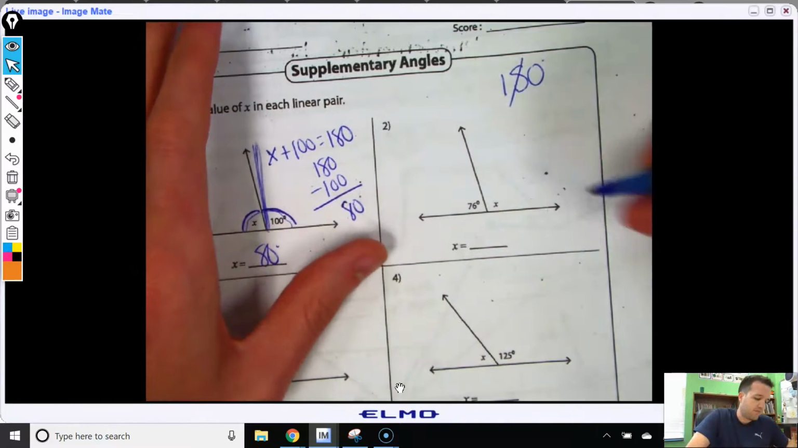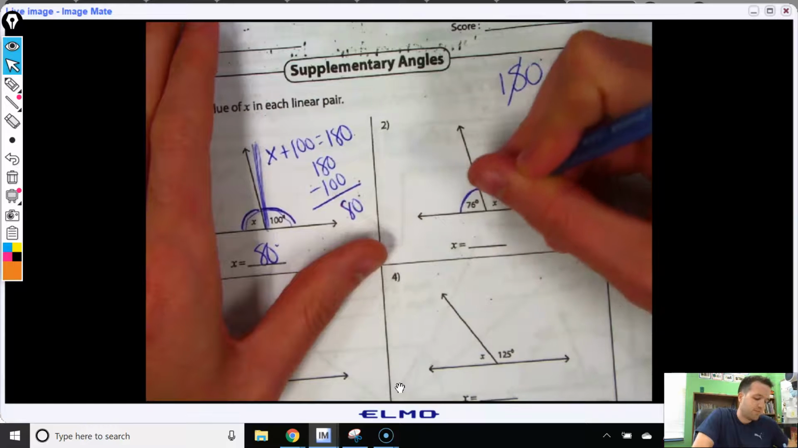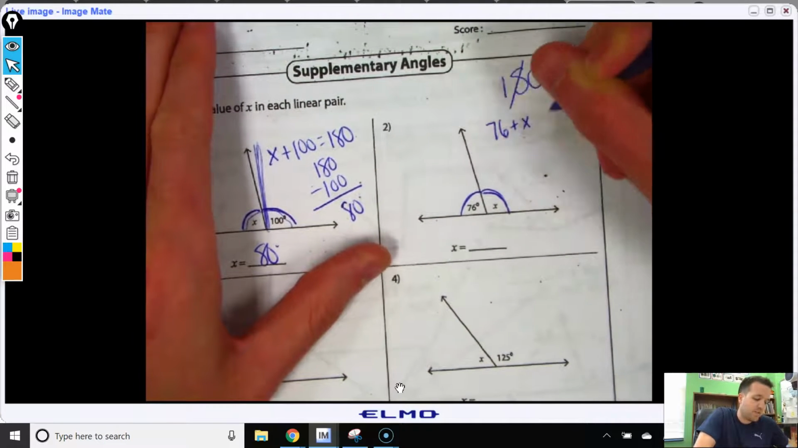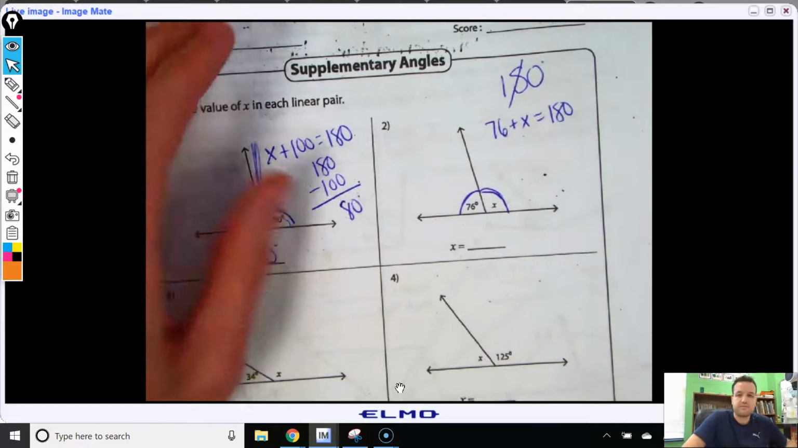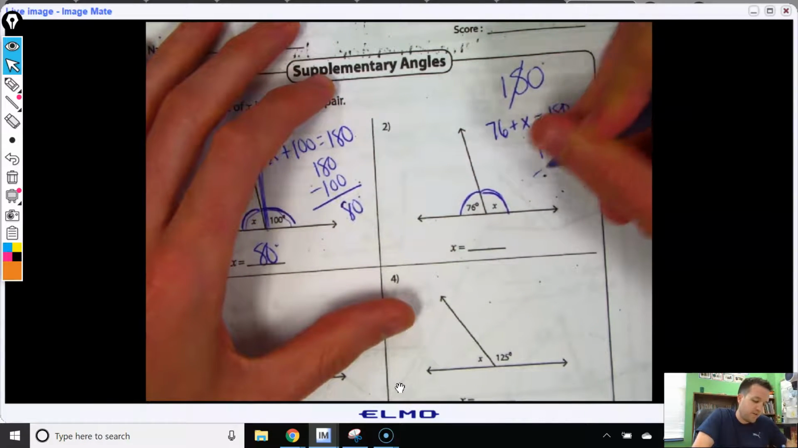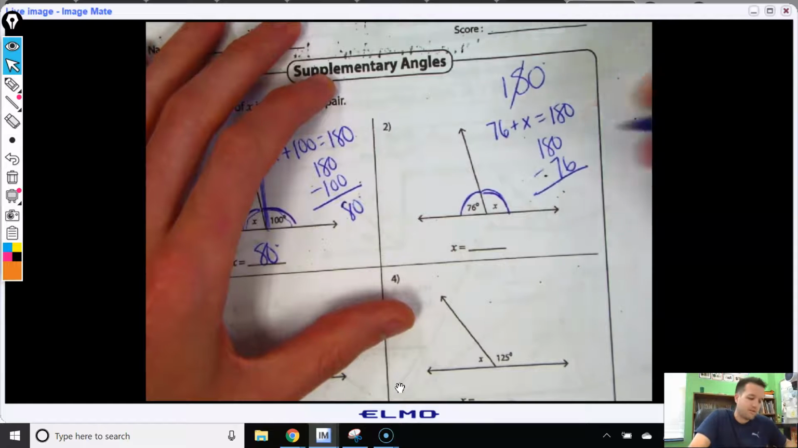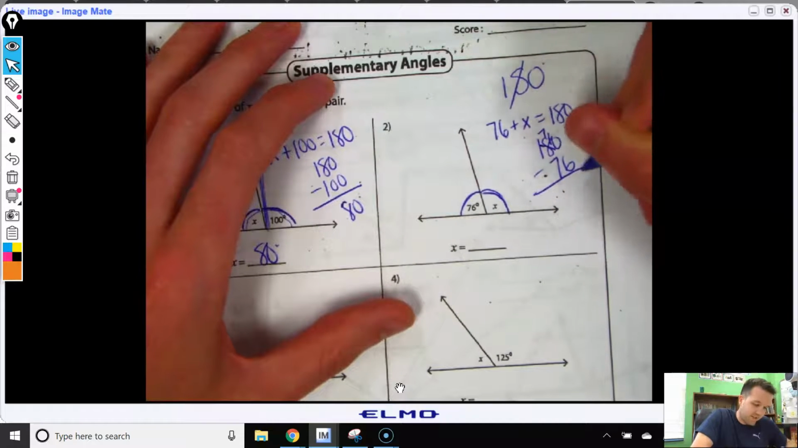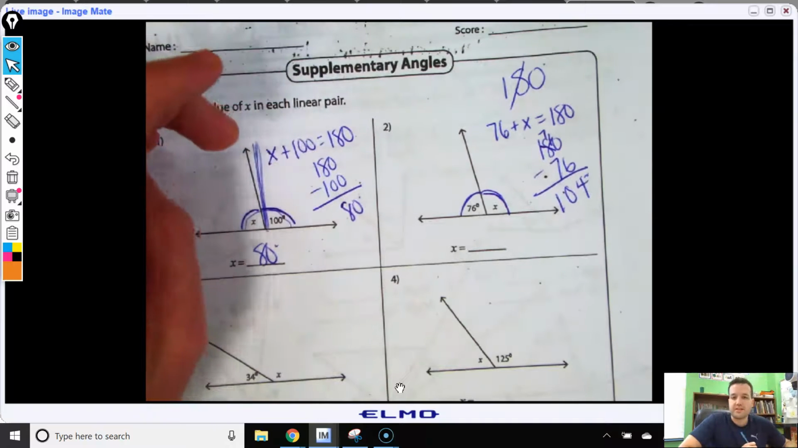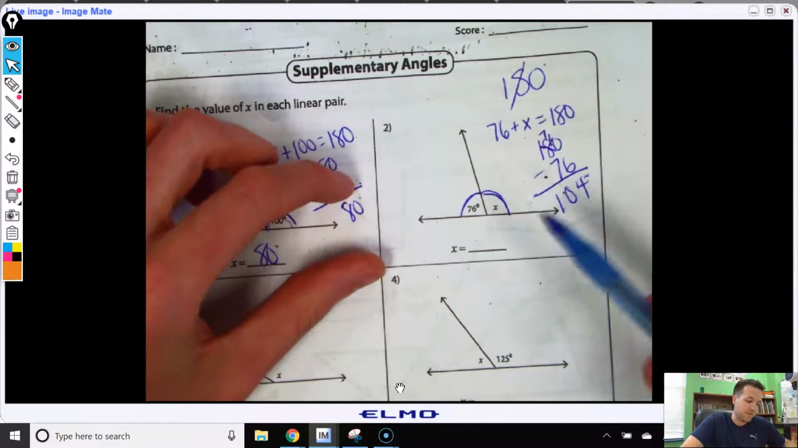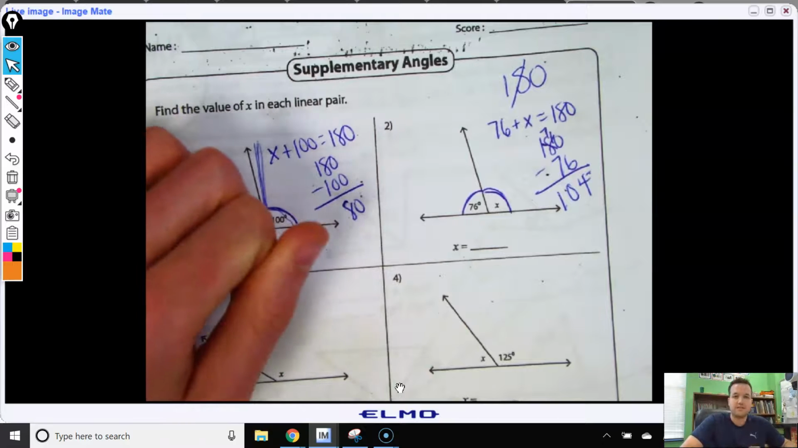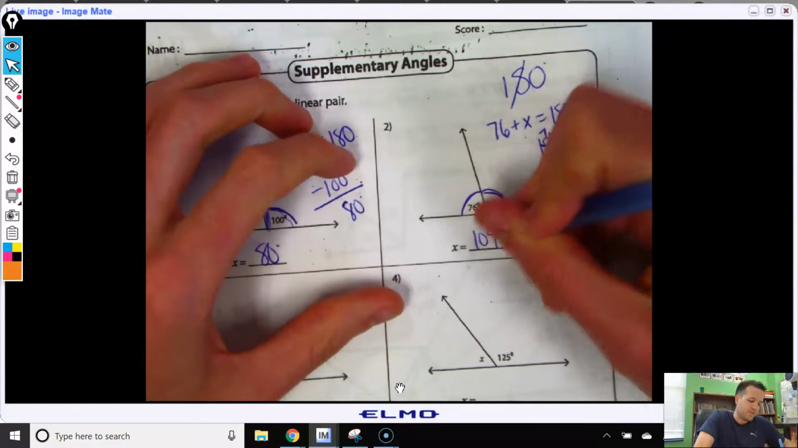Number 2, 76 degrees plus angle x will give me 180 degrees. So in order to solve for x, we do 180 minus 76. A little bit of ungrouping, nothing that you should be scared of because these numbers are small. 104 degrees. Huh, that's an obtuse angle measurement. Huh, angle x is obtuse. Huh, that makes sense. 104 degrees.